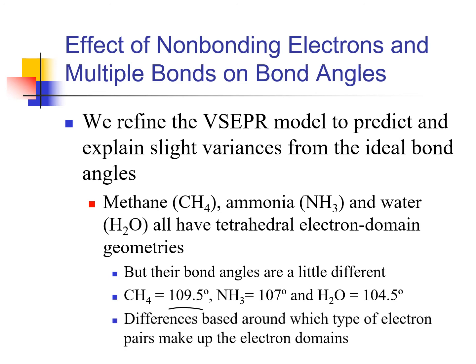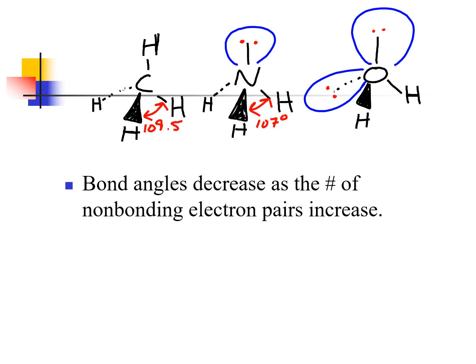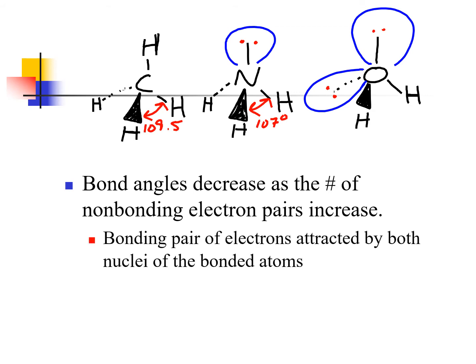Well, why is that? The difference is the types of electron pairs that make up the electron domains. Left is methane, middle is ammonia, right is water. It turns out that non-bonding electrons, the lone pairs, take up more space than bonding electrons do. So as we get more and more lone pairs, they take up more space and squish down everything else. The bond angles decrease as the number of non-bonding electron pairs increases.